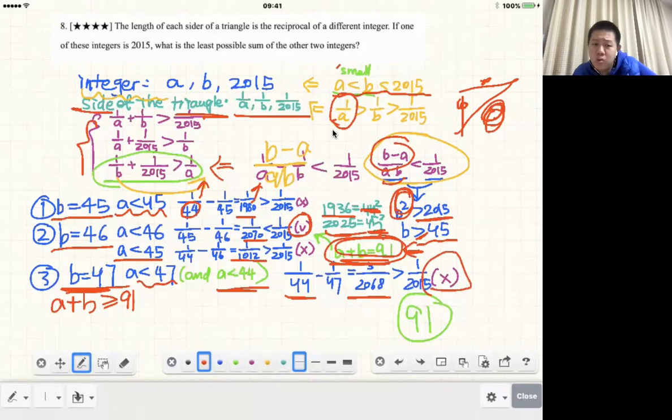So we know that a plus b cannot be smaller than 91. The least possible sum for the other two integers a and b, which we have set here, would be 91. So that's it for question 8.